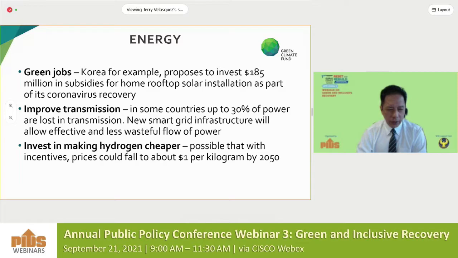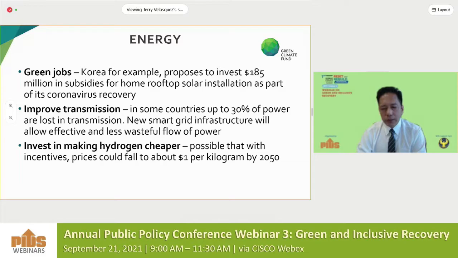Improving transmission. In many countries, up to 30% of power is lost in transmission. New smart grid infrastructure can allow effective and less wasteful flow of power. Making hydrogen cheaper. This is more on research, but we have seen different approaches to actually use hydrogen, not just in the production side, but also in the use.